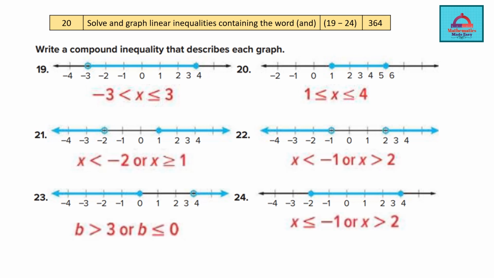Some are or, some are and. Okay, the first two where you have common intersection, here there is an open dot, so it is -3 strictly less than x, and here there is a closed dot, so it is having equal to also at 3. Here it is 1 and 4, and at 1 and 4 you have equal to included because it is closed dot. Similarly here it is or because there is no common intersection. x is less than -2 going on the left, and x is greater than or equal to 1 because there is a closed dot.